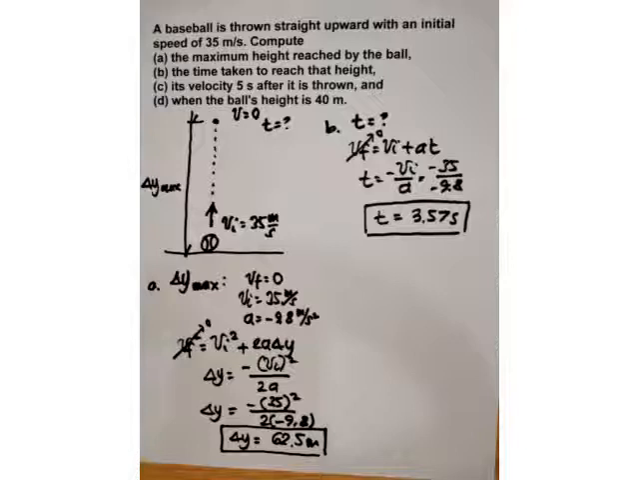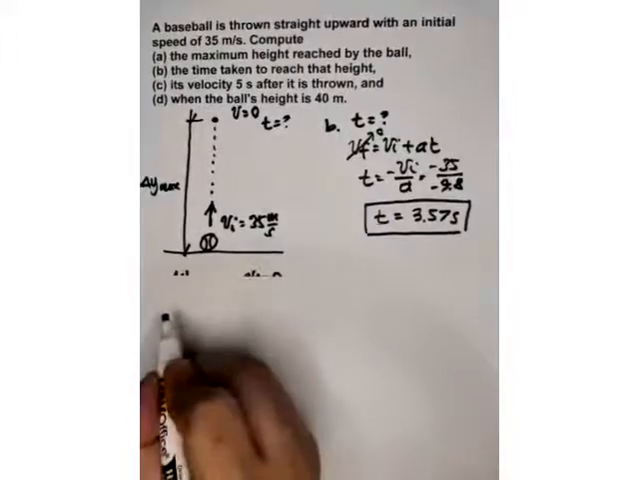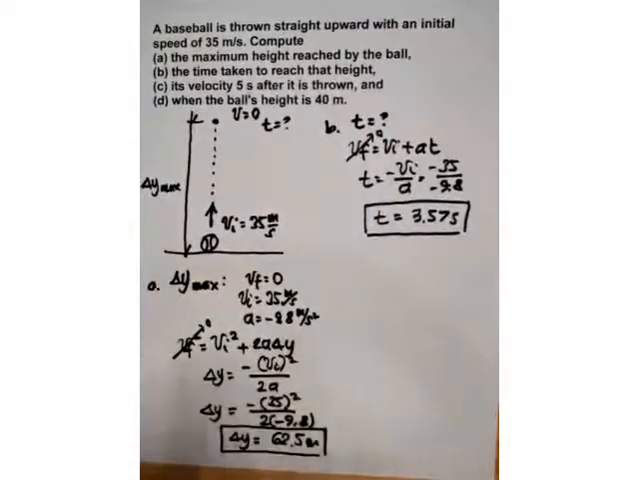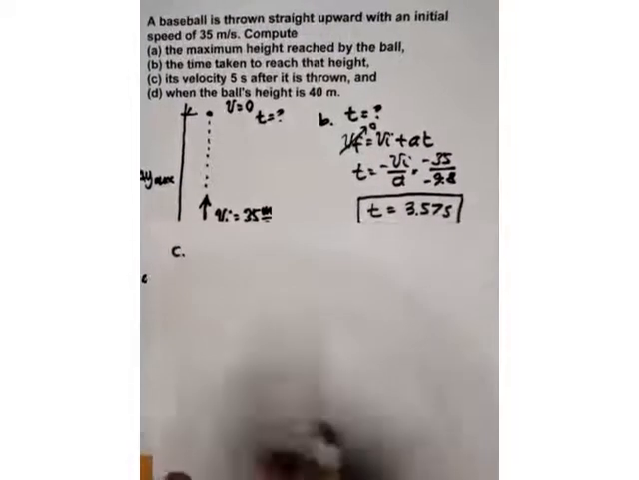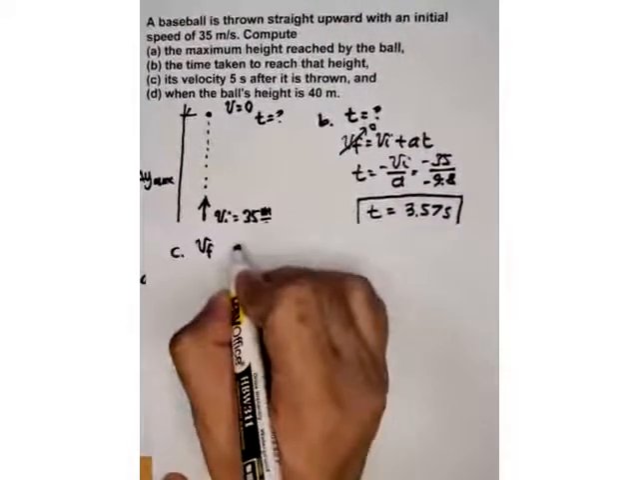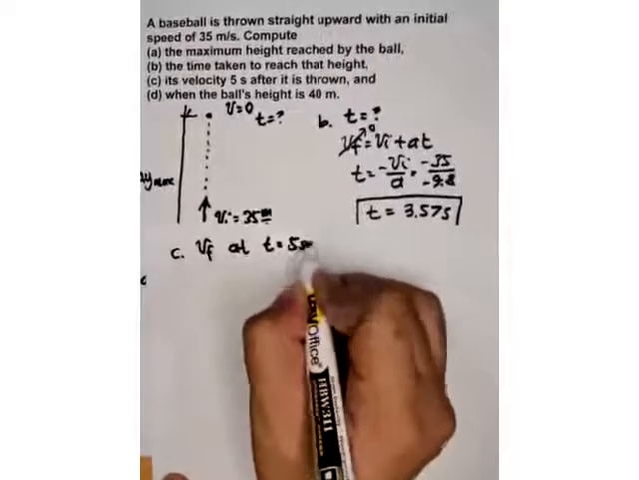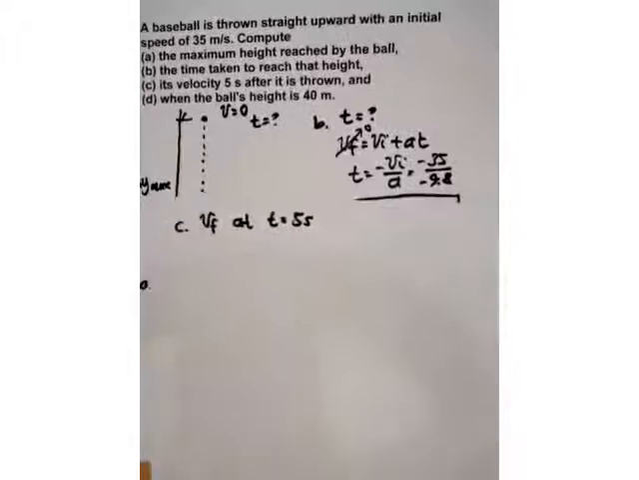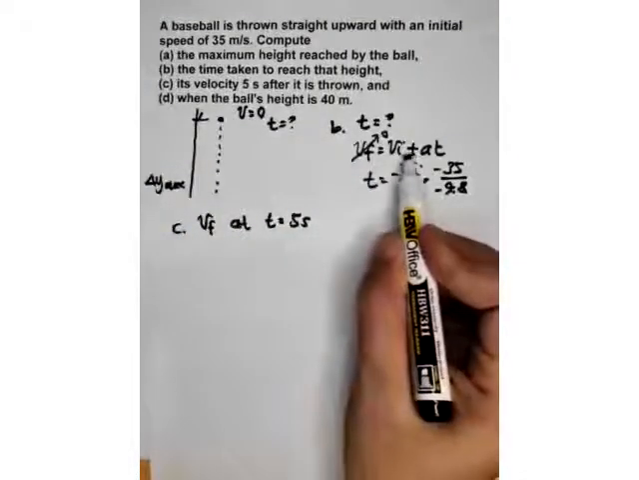Okay. So let's proceed to letter C. Ang letter C requirement natin ay its velocity 5 seconds after it is thrown. So what will be the final velocity at t is equal to 5 seconds? After 5 seconds of throwing it, what is the velocity of the ball? Okay, so what formula? I think ito na lang din. Tama ba? Kaya naman ito.